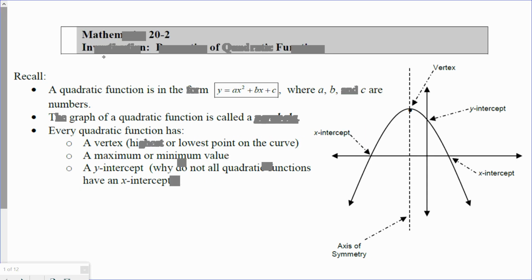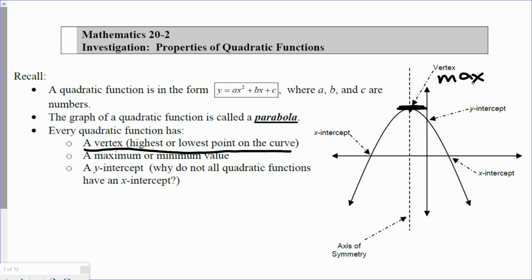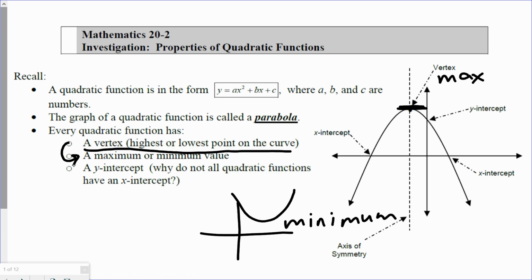Let's see. So again, the vertex is the highest or lowest point on the curve. It's going to have a highest point if it's opening downwards. So this is the highest point of this graph. That's the vertex. We sometimes will end up calling that the maximum. Sorry, you're not going to be able to read me writing with my pointer finger, but that's the maximum. If we had a parabola that opened this way, your vertex would be the minimum. So depending on the direction of opening, it will always have a vertex, and we'll either call it a maximum or minimum value, which I see now is that second point.